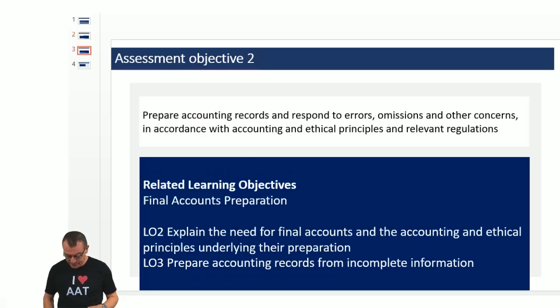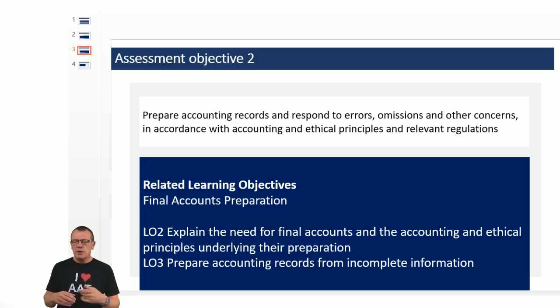Now, in addition to that, the examiner is also pulling in learning objectives from your final accounts preparation unit as well. So there are three sections coming in here altogether. And what you might need to do for this, or what you can expect in some format or other, we can't tell exactly what, but in some format, you will have to explain the need for final accounts and the accounting and ethical principles underlying their preparation.